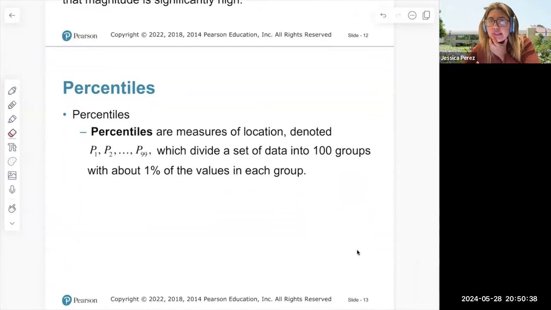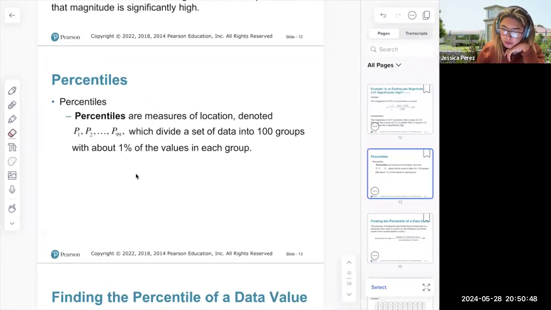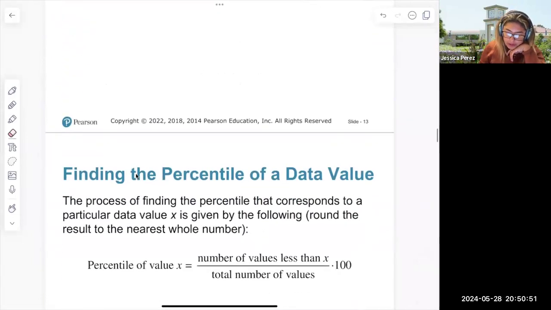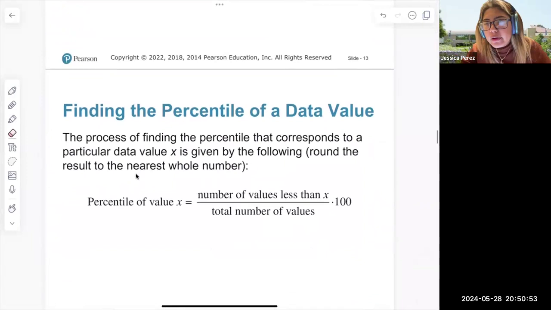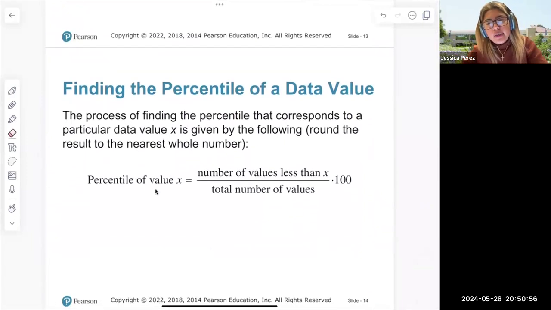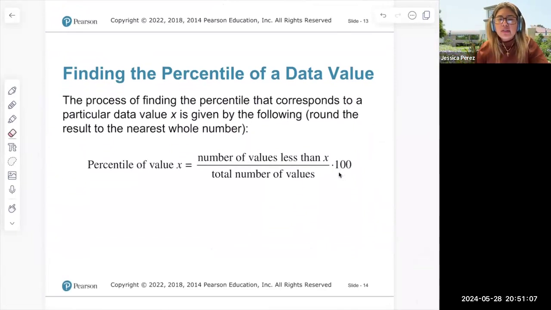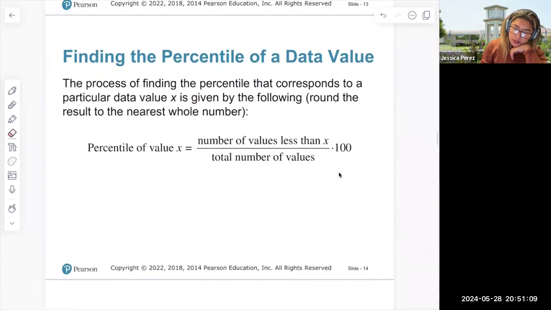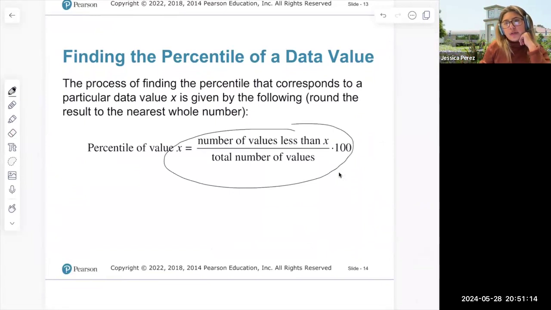What about percentiles? Percentiles are dividing. For example, if we partition the data into sets of 100, each of them is 1%. There's a formula for finding percentiles. The percentile is the number of values less than X divided by the total number of values times 100. So it's a percentage, the percentile of the value X.